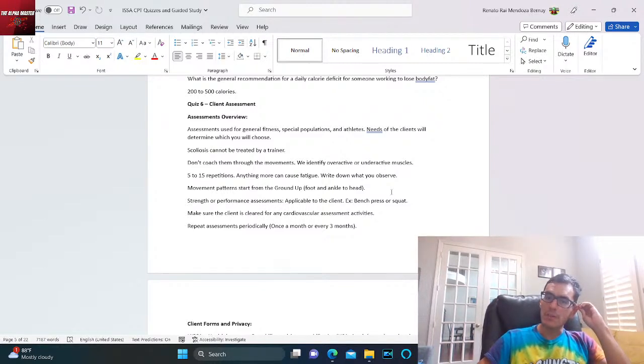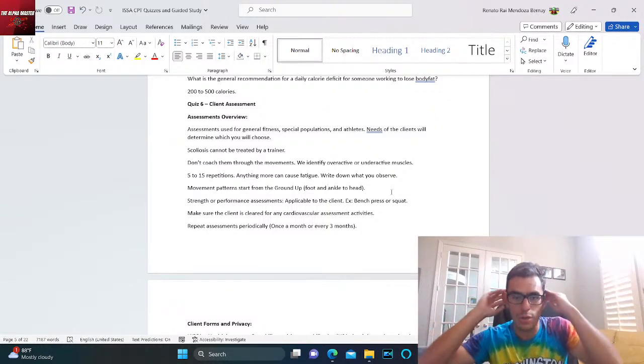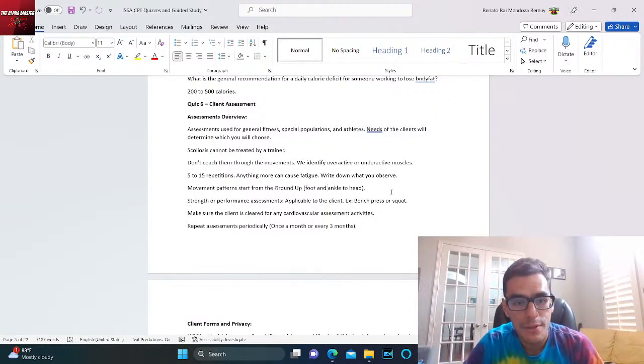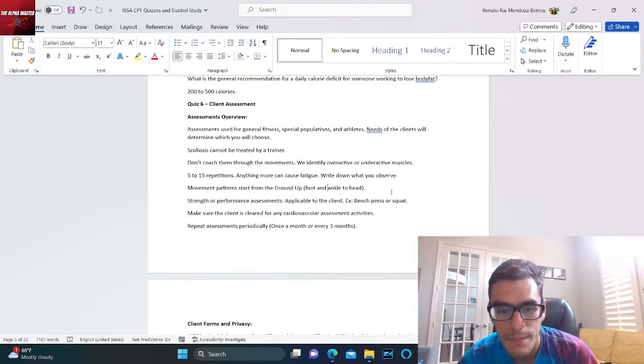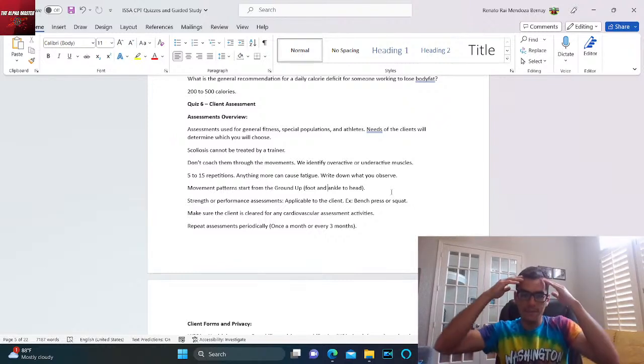Movement patterns start from the ground up, from the foot and ankle to the head. I believe that is for an overhead squat assessment.